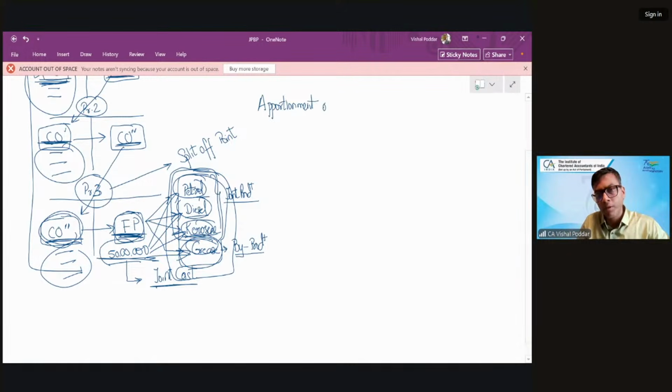the joint cost to your various joint products and byproducts. So this is what the chapter is going to deal with: apportionment of joint cost. Is this clear?